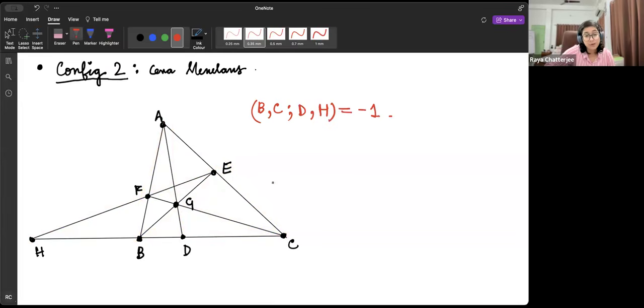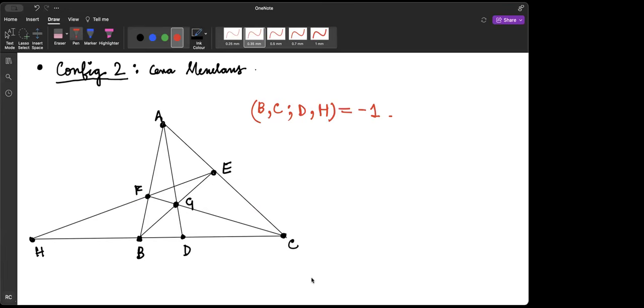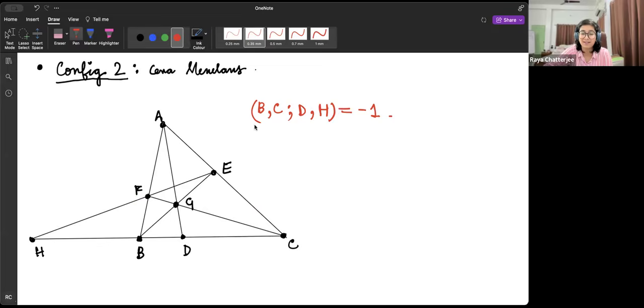So how would we go about proving this? Do any of you have any idea? I'm just going to give you the idea. We can just use Menelaus and Ceva's theorem. Yeah, we can just spam Menelaus and Ceva a lot of times, and we'll arrive at this, because what do we need in essence? We need BD by DC over BH by HC to be -1. So what are the ratios we need? BD by DC, BH by HC.